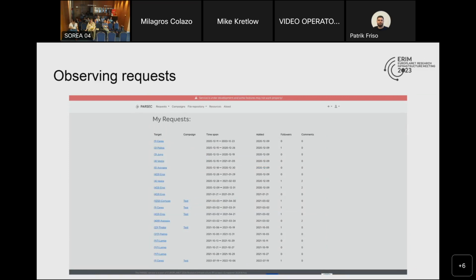So you can see the request for a given target. Requests can be a part of bigger campaigns. So for example, we can see that Eros, Kortuza, Eris, and Ceres are within one campaign. So you can group the objects that you are interested in into one campaign. And you can see how many users are following your campaign, and if there are any comments about that object or campaign or request.